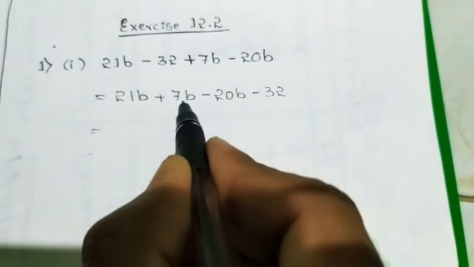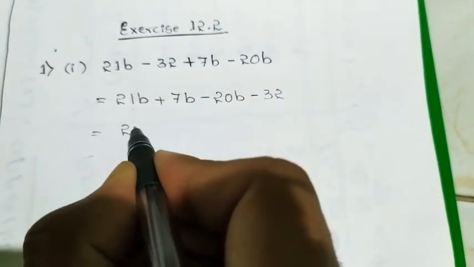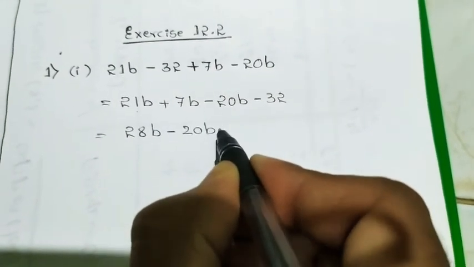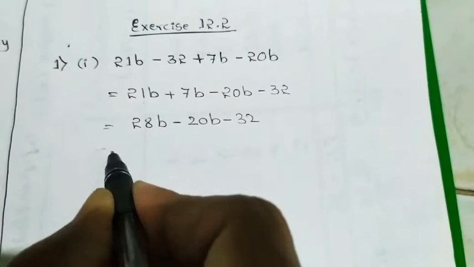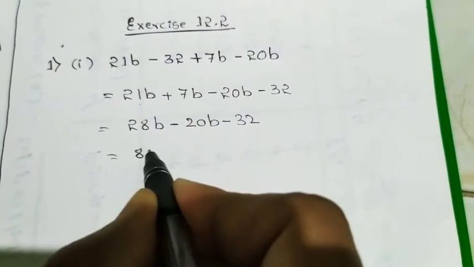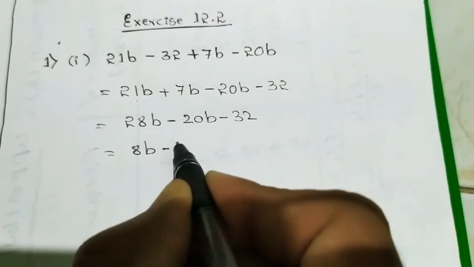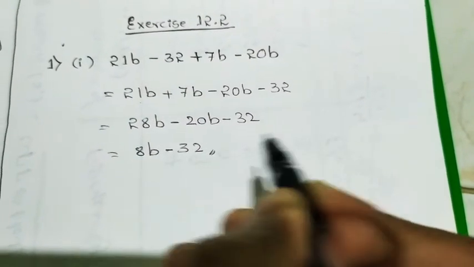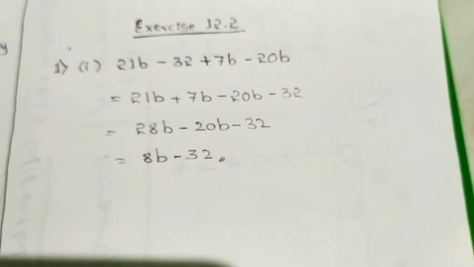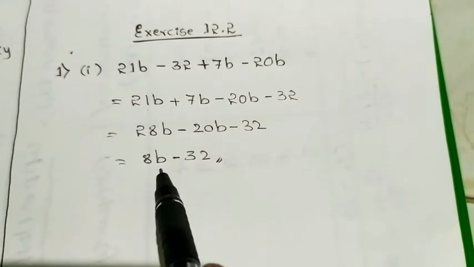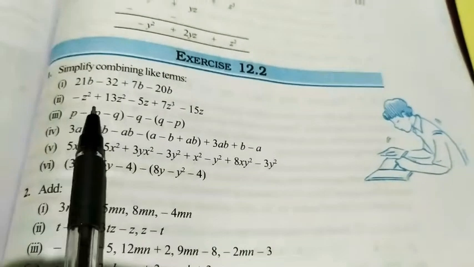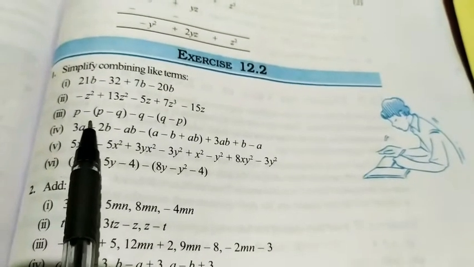Okay, 21b plus 7b will be 28b, minus 20b, minus 32. 28b minus 20b, here we will get 8b, and what is left? Minus 32. So here 8b and 32 are unlike terms, so we can't subtract. Here only you end the answer. The second one is for your practice, the third one I will solve here.